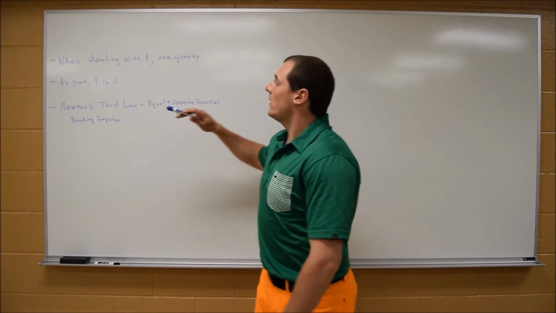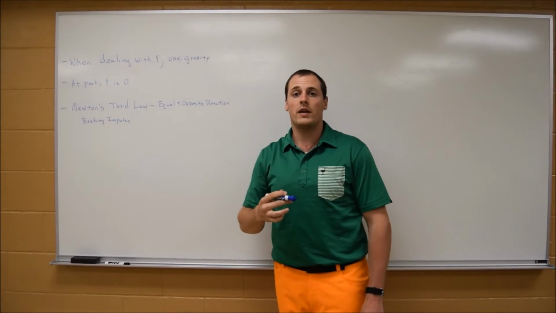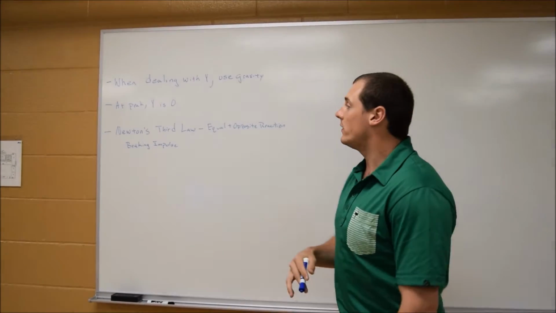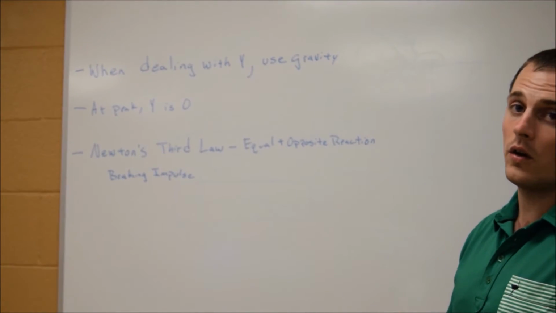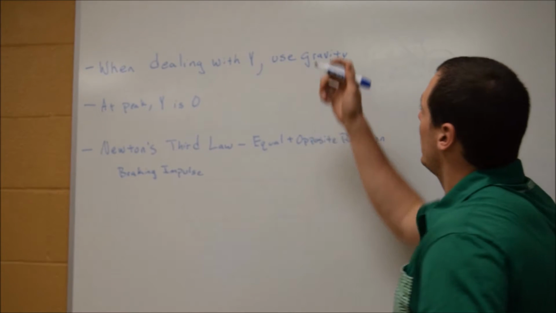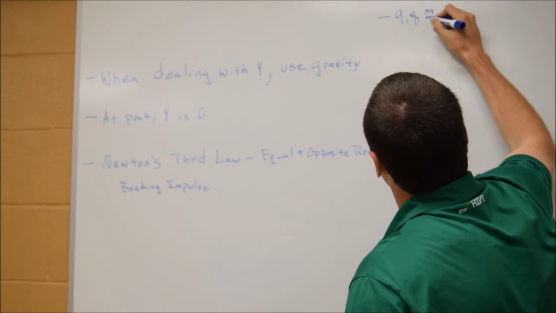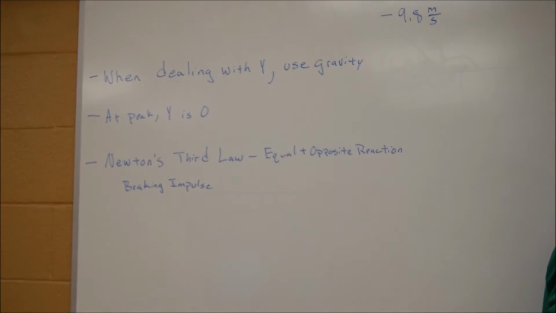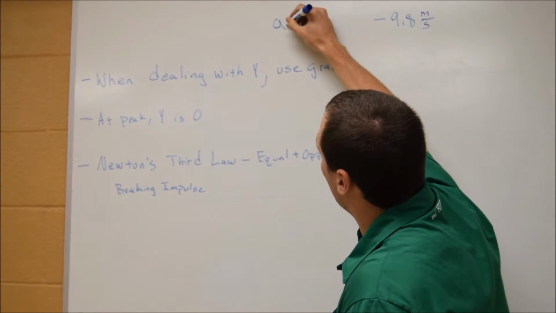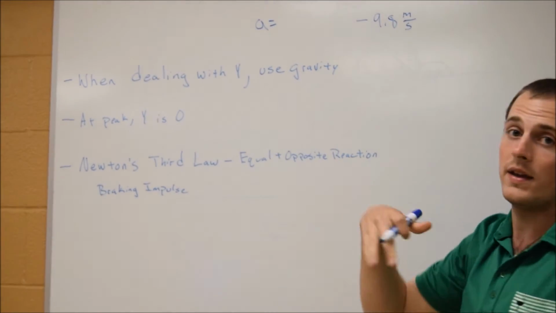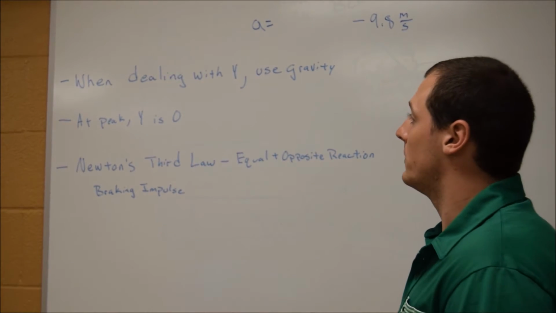So the first thing is what we've got here. Anytime that we're dealing with the Y component of any projectile, we need to incorporate gravity. So gravity for our purposes is going to be negative 9.8 meters per second. And so anytime you see A in any of the formulas, A is always going to be equal to negative 9.8 meters per second, and that's due to the acceleration due to gravity.